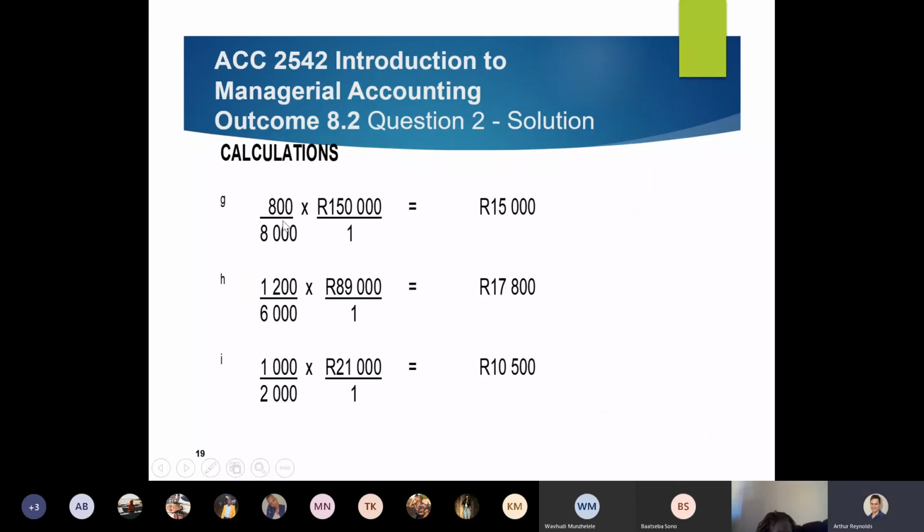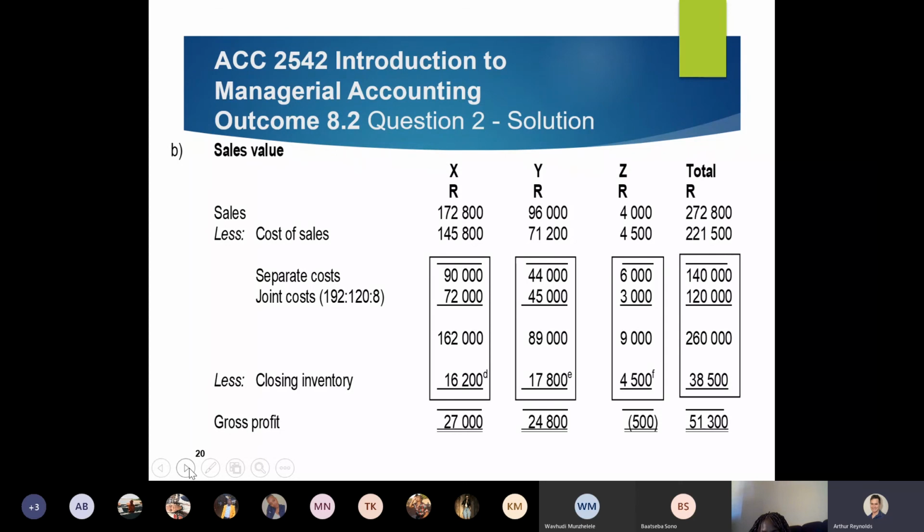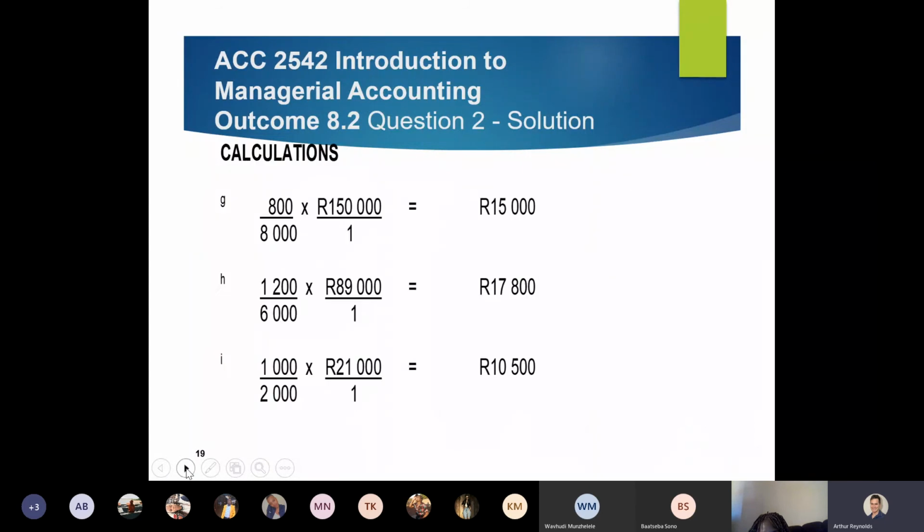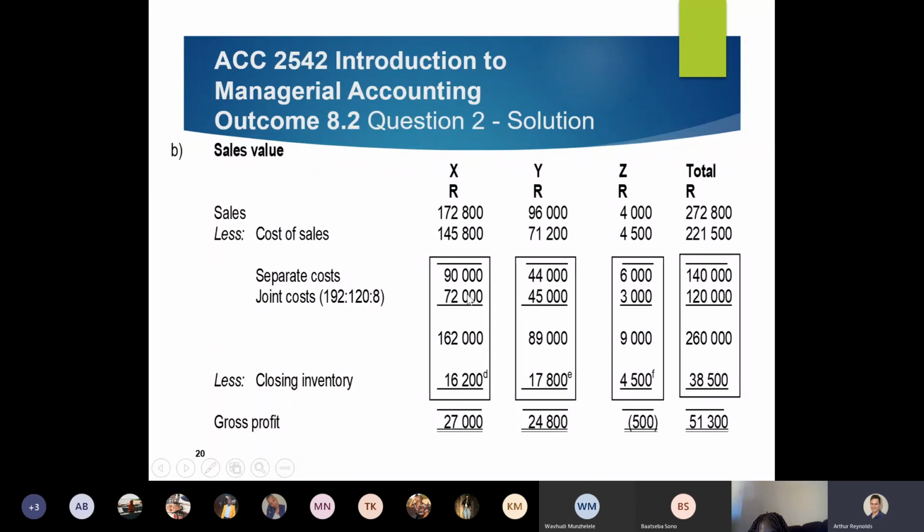Okay, this is just for the closing inventory, 800 over 8,000, 1,200 over 6,000, and 1 over 2. Then according to the sales value. Now the sales value, as you can see here, is 72, 45, and 3. So it works a little bit differently now. Here we calculated 60, 45, 15. And if you go to the sales value here, you see X is a little bit higher relative to the others, and the others lose a little bit of ground because of the higher sales value that you've got here.